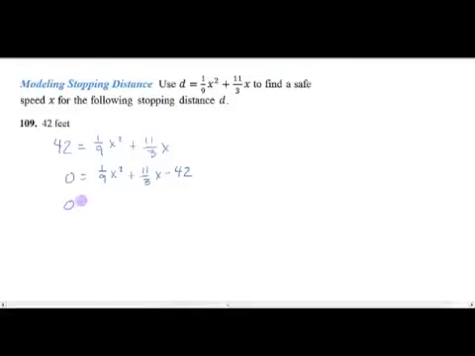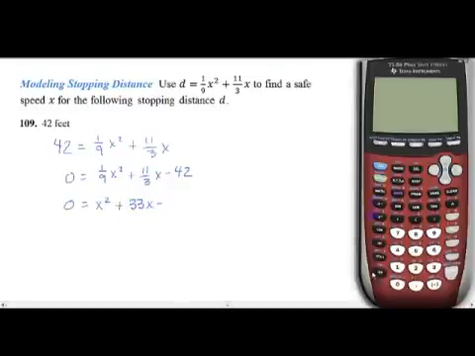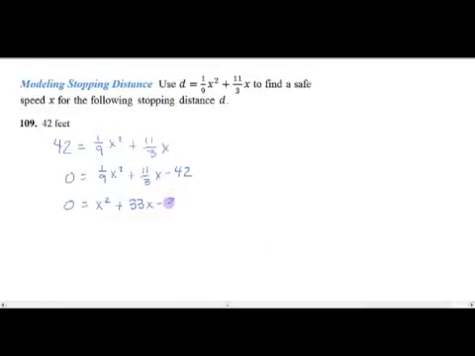So that would give me 0 equals x squared plus 9 times 11/3. 3 would go into 9 3 times, so we get a 33x, minus 42 times 9, which is 378. Now I want to put this into the quadratic formula.